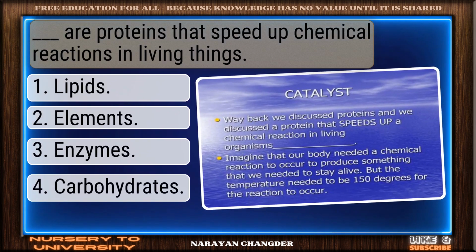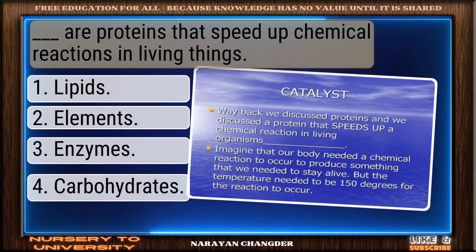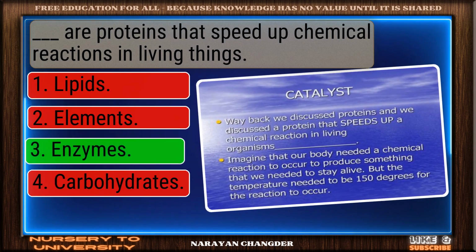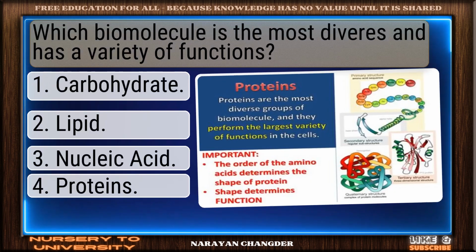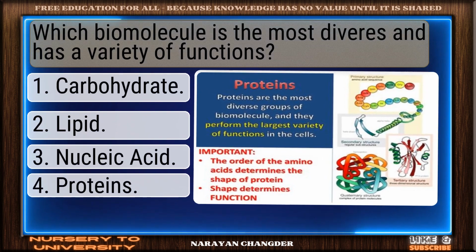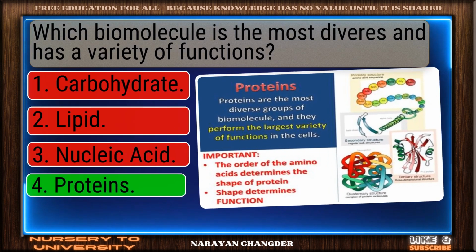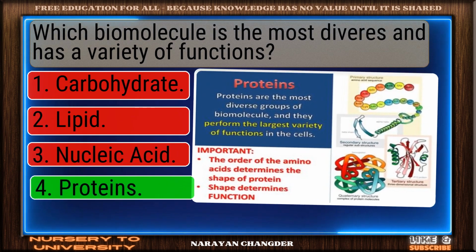Dash are proteins that speed up chemical reactions in living things. Valid point. Enzymes is true. Which biomolecule is the most diverse and has a variety of functions? Sharp thinking. Proteins is right.